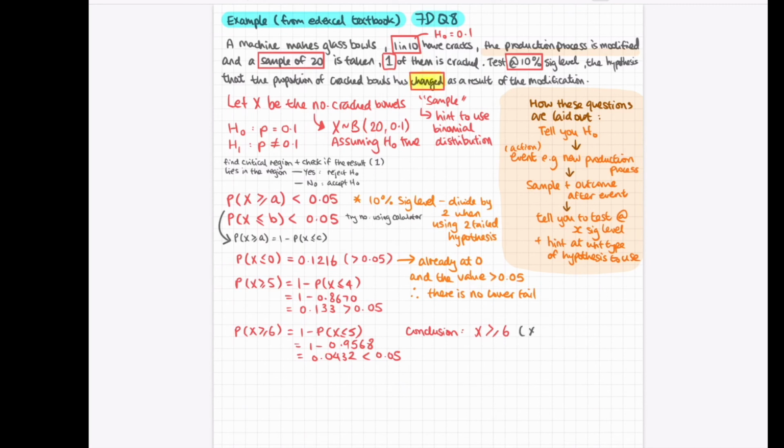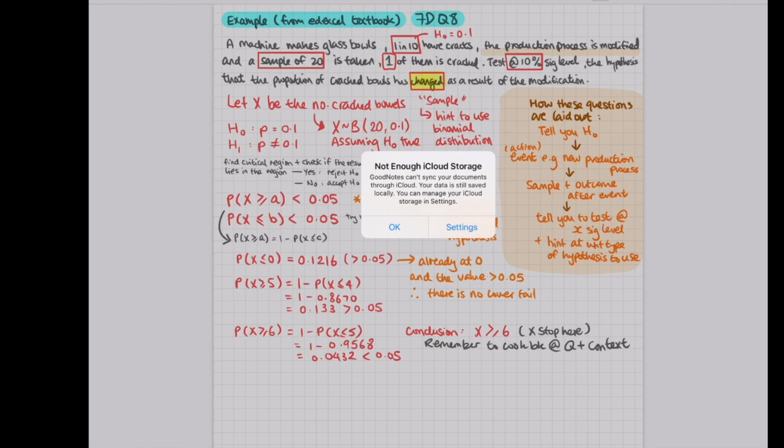Okay, so do not stop here. Remember to look back at the question and think about context. Always think about the context, because that's where I think examiners like to test people. In psychology A-level and maths A-level, they always like to use context, and I think it's the easiest place to lose marks, but also the easiest place to gain marks.